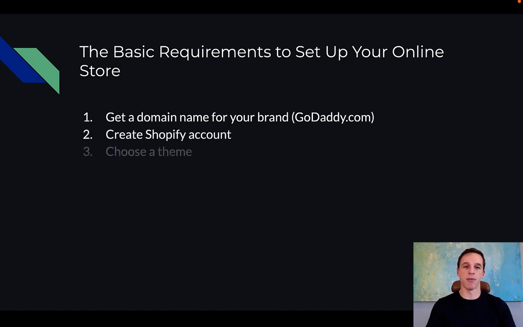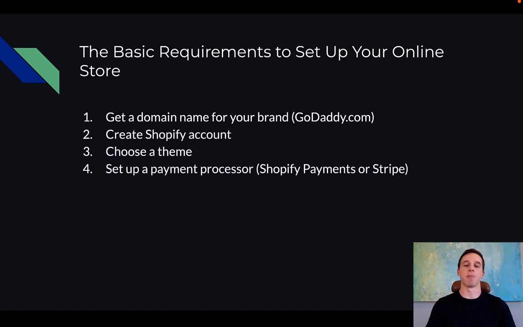So then you create a Shopify account, then you choose a theme, set up a payment processor. You can use Shopify Payments, which is built in, or you can set up a separate Stripe account and use that. Or if you have a different payment processor, you can use that as well. Then you need some basic requirements of terms, privacy, and contact pages. Now there's examples from online of what you need.